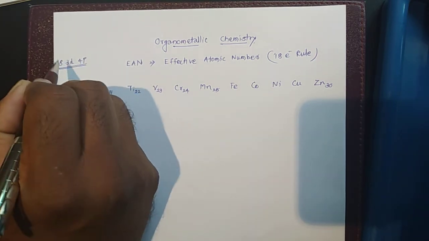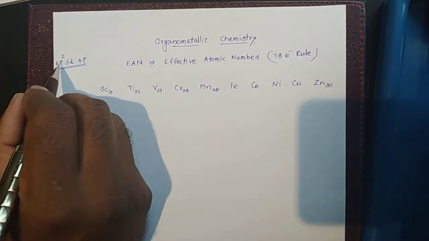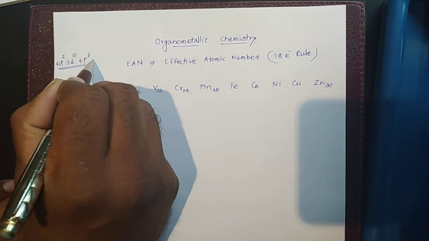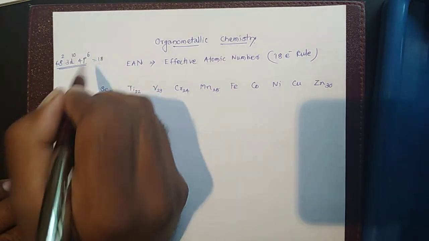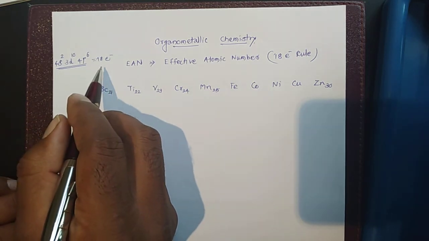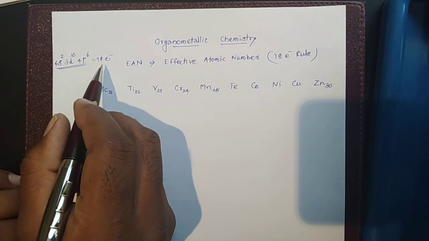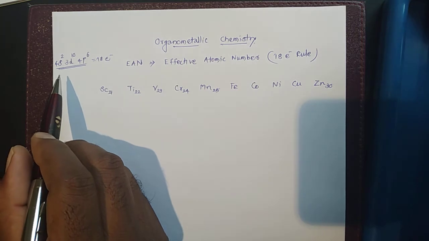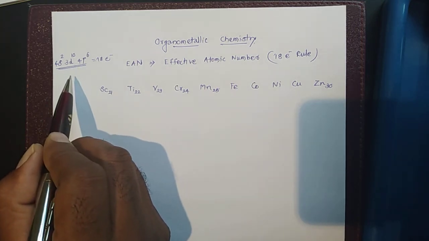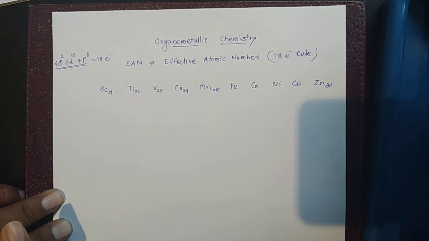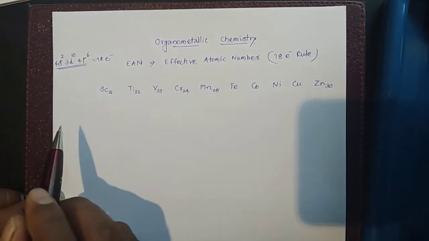The s orbital has a maximum capacity of 2 electrons, d has a capacity of 10 and p has a capacity of 6, so how many electrons are there in total? Based on this there is the rule of effective atomic number, which is the 18 electron rule. I have already discussed the Aufbau principle, Hund's rule and how to draw the electronic configuration, and based on that we can calculate it.